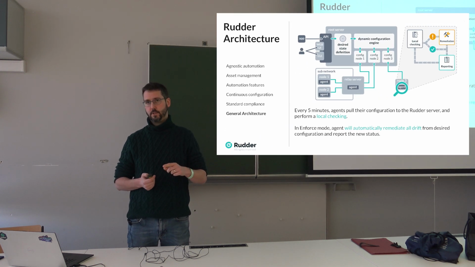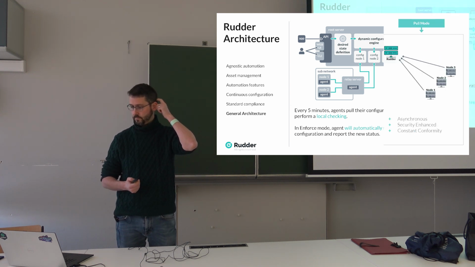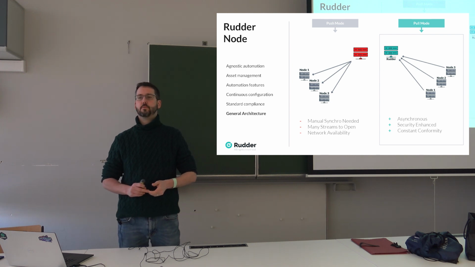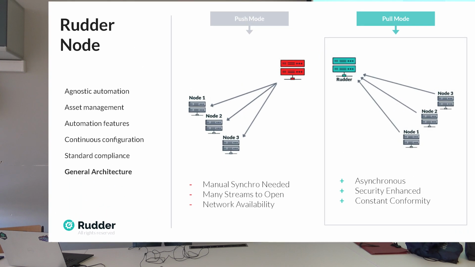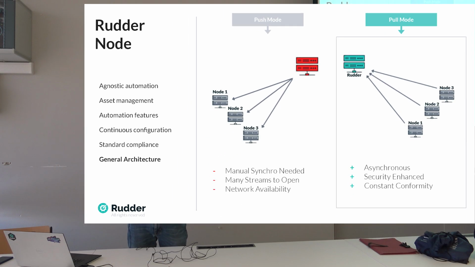By default, the agent will check every 5 minutes the state of your system. It's configurable to up to 6 hours. We work with a pool-based strategy. It means that every agent is autonomous, and the agent will every 5 minutes connect to the Rudder server to check if there are new policies. If so, download them and apply them. Report back to the Rudder server.